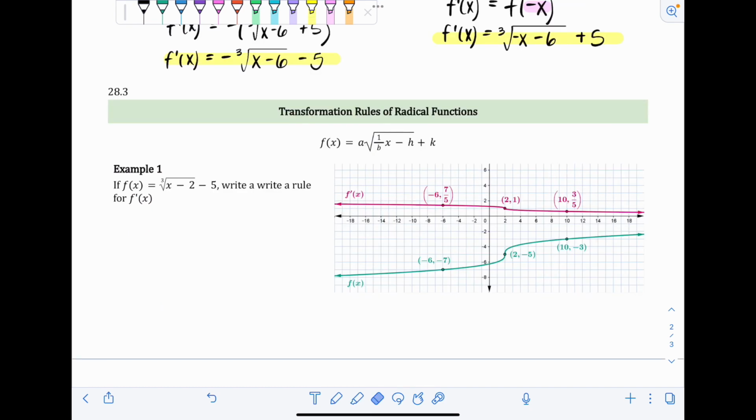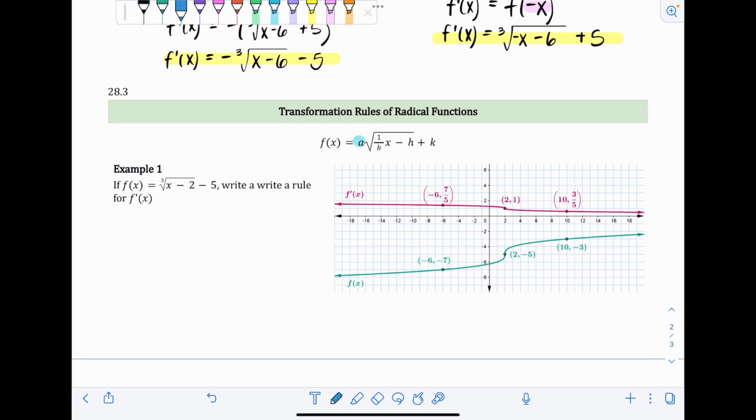28.3 is transformation rules of radical functions. This kind of just combines multiple transformations into one, an additional version of the problems that we've pretty much been doing, but we may see more than one transformation together. I know you've seen this formula before, but just so you have it here as well. This is the formula that has all the different transformations embedded into it. So f of x equals a times the square root of 1 over b x minus h plus k.